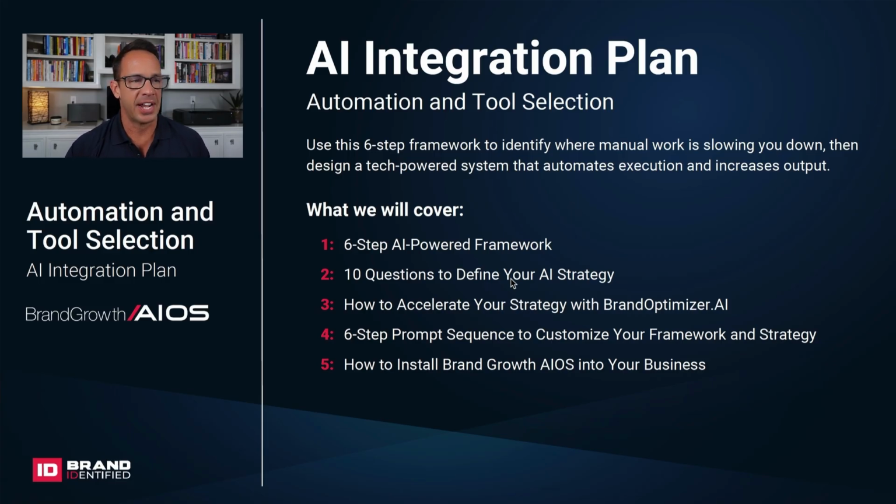So this is what we'll cover today. First off, we're going to go through that 6-step AI-powered framework. Then I'm going to help you answer the 10 questions that you must answer to define your AI strategy. Then I'm going to show you how to accelerate that strategy using the custom GPT BrandOptimizer.ai. Then I will walk you through a custom 6-step AI prompt sequence to customize your framework and your strategy specifically for your business, also using that custom GPT BrandOptimizer.ai. And then finally, I'm going to show you how to install Brand Growth AIOS into your business. So let's jump in and get started.